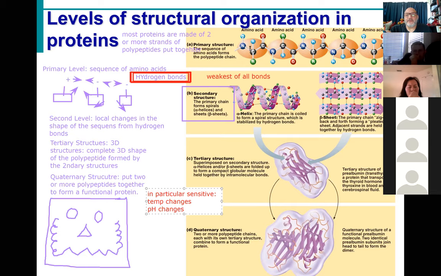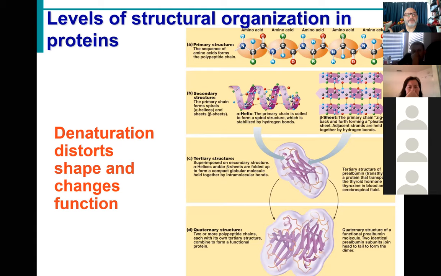I got to erase this so that I can bring this up again. That change in pH, that change in temperature causes a denaturation. It causes that protein to denature, to distort and change its shape. And if it changes its shape, it changes its function. All right?